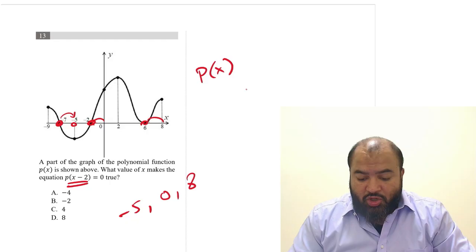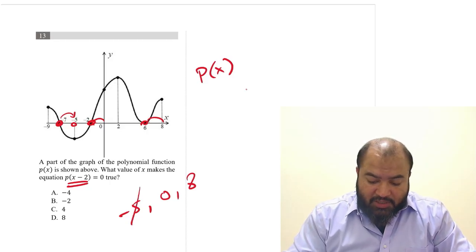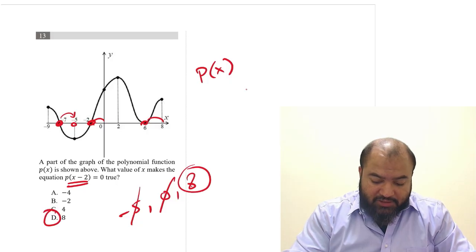It's 8. So what value of x makes it true? So negative 5, I don't have an option. 0, I don't have an option, but 8 I do. So D is the answer.